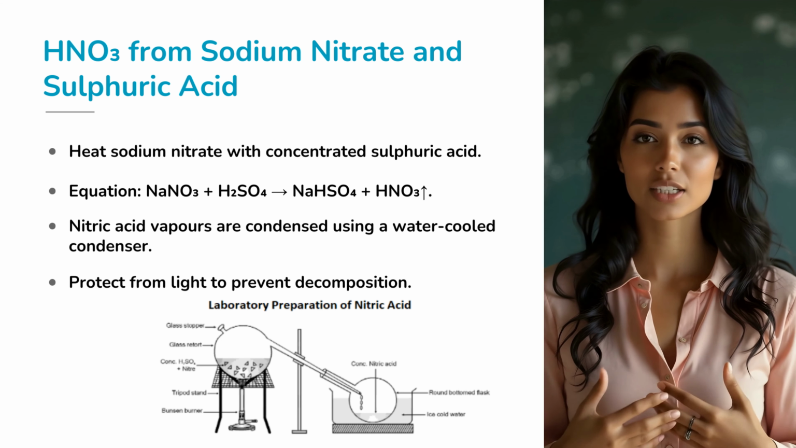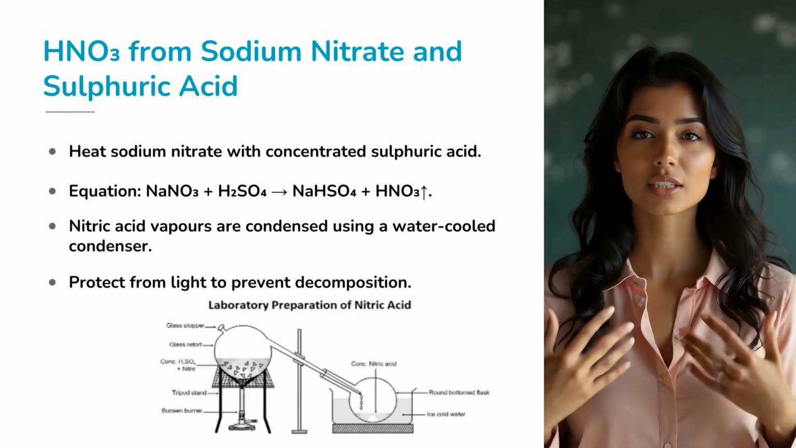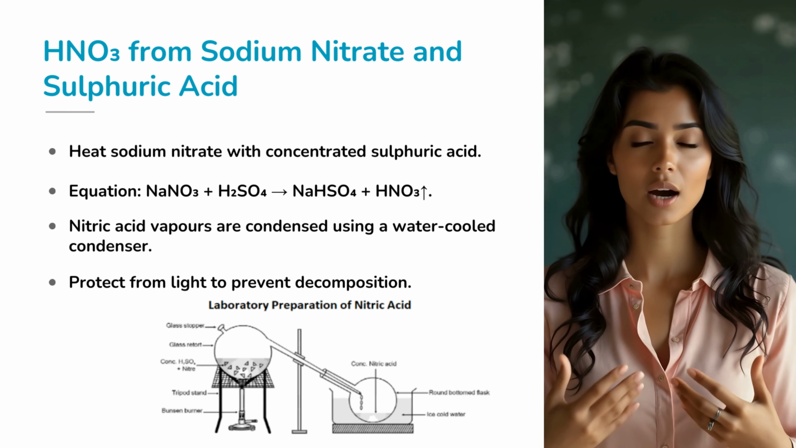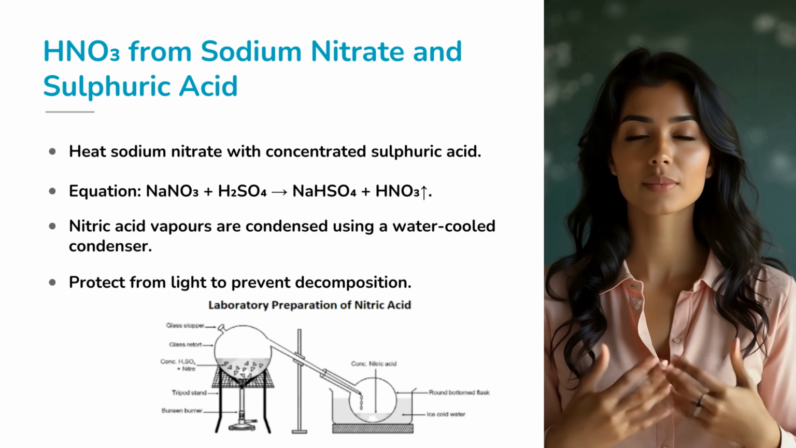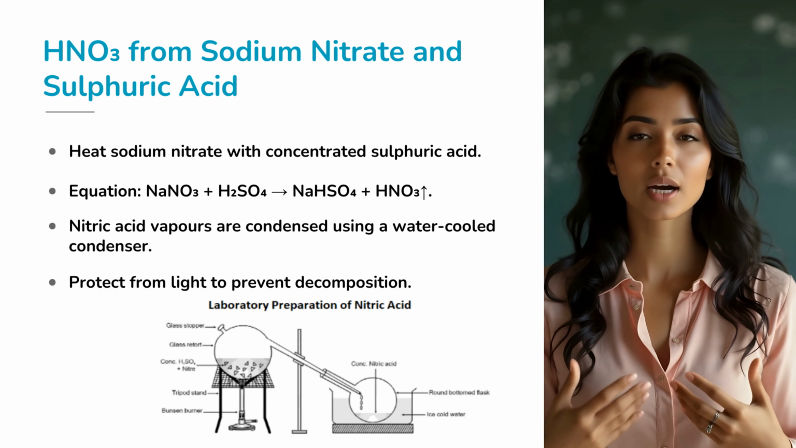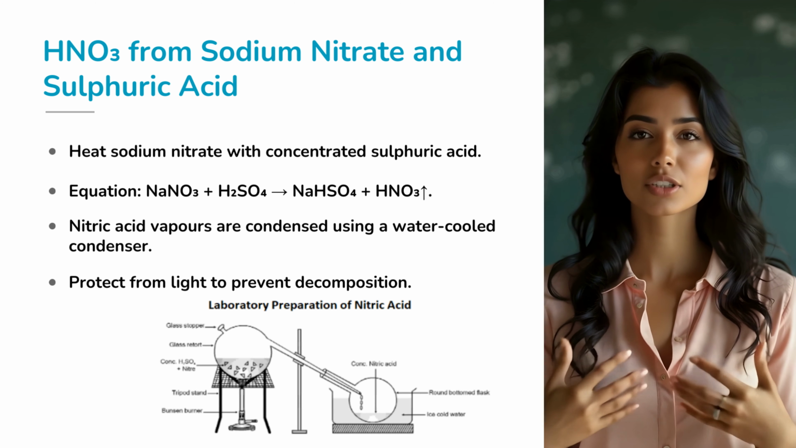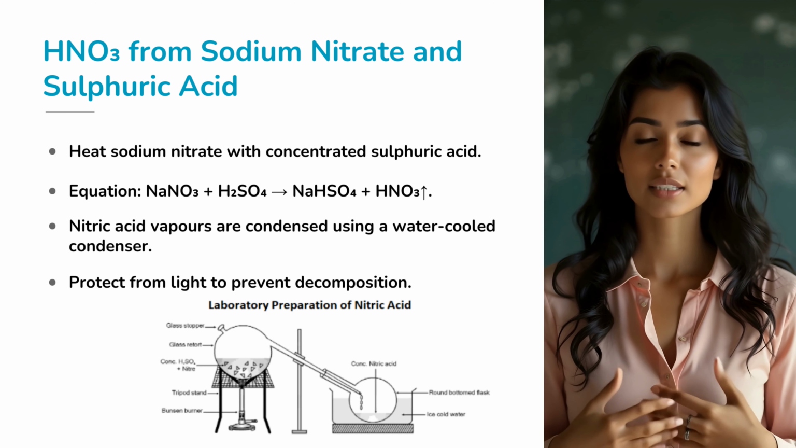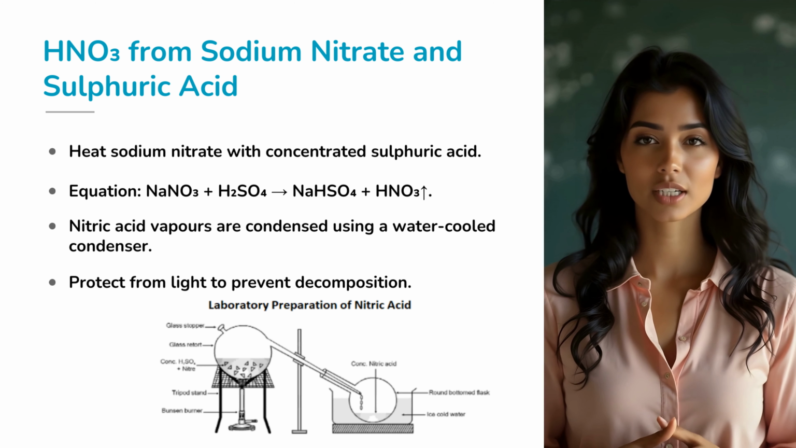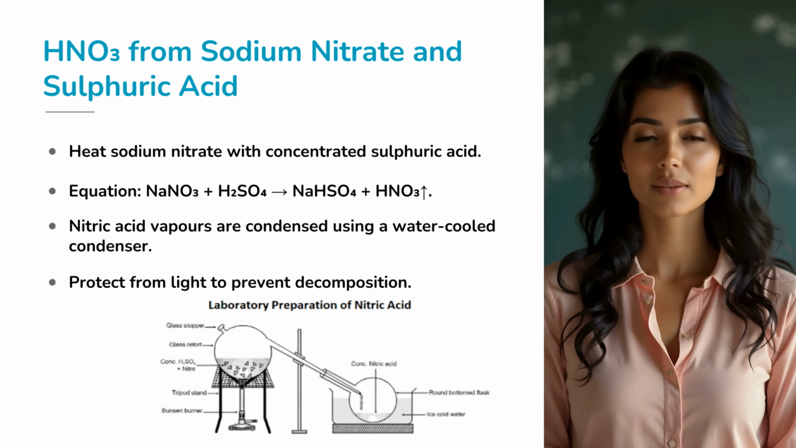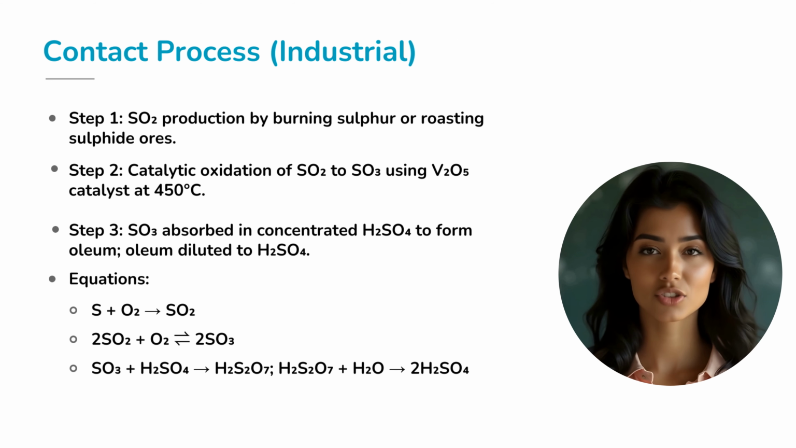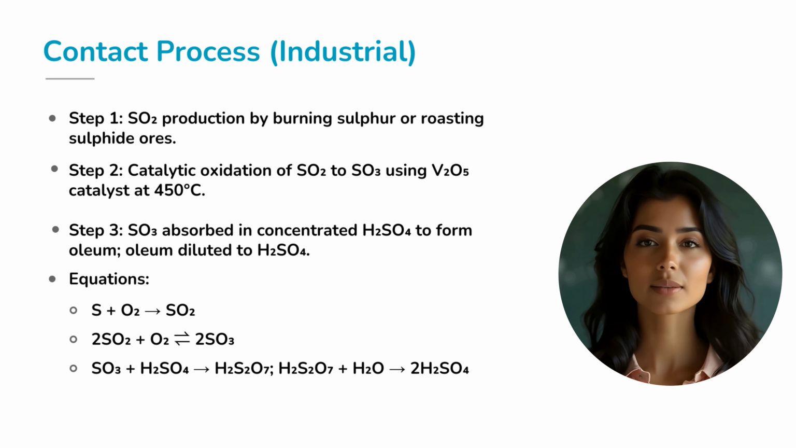But here's the catch, nitric acid is sensitive to light, so we store it in dark bottles to keep it stable. In short, sodium nitrate plus sulfuric acid gives sodium hydrogen sulfate plus nitric acid vapor, a straightforward yet precise process. Now for the industrial giant, sulfuric acid, made by the contact process.